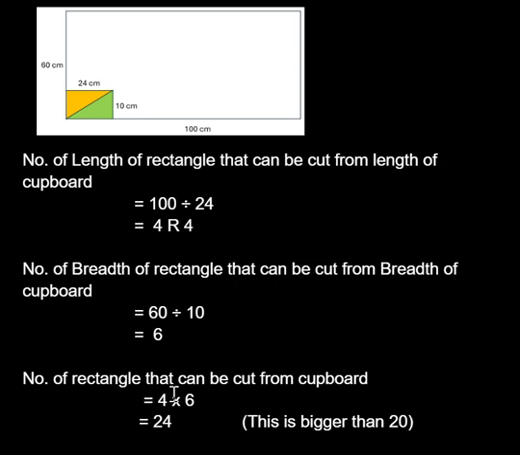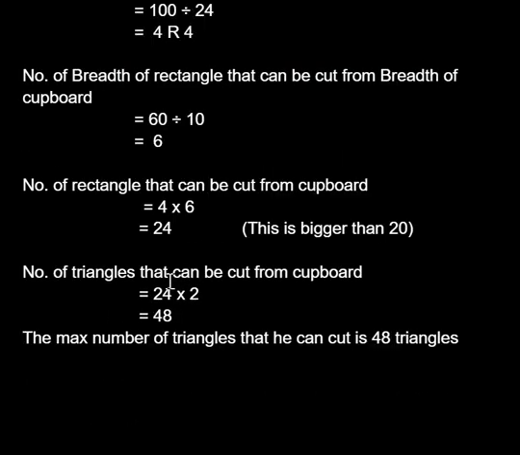Total number of rectangles that can be cut from the cardboard, I can have 24. So if I arrange this way, I can cut 24. Previously, it was only 20. So which means that if I arrange this way, I can get more rectangles. Remember, every rectangle comprises 2 triangles. So the number of triangles that can be cut from the cardboard is 24 times 2, which is equal to 48. So the number of triangles that he can cut is 48 triangles. I hope that helps.